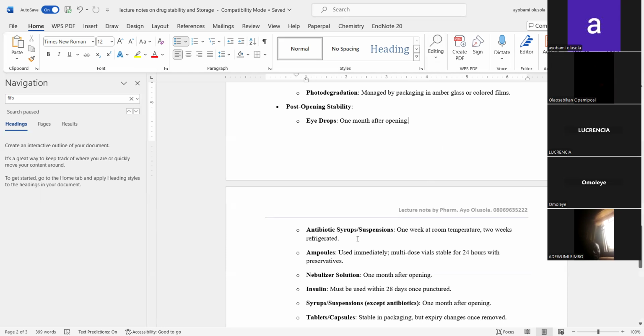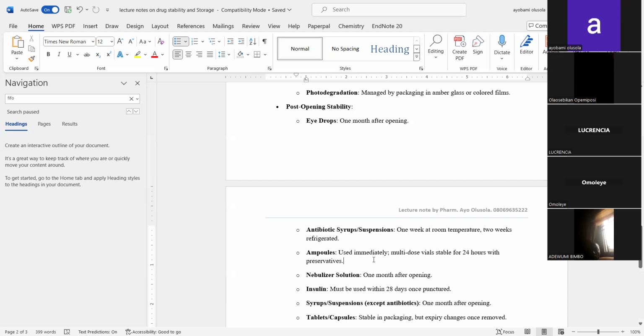Okay. Then antibiotic suspensions and syrups, particularly those that are powder and you have to add water. After 1 week at room temperature, throw it away. But if you have stored it in the refrigerator, it can still stay for 2 weeks. So for your powder for reconstitution, those antibiotic powders that you buy, once you add water, if you are not keeping it in the fridge, you must discard after 1 week. But if you keep it in the fridge, it can still stay for 2 weeks.